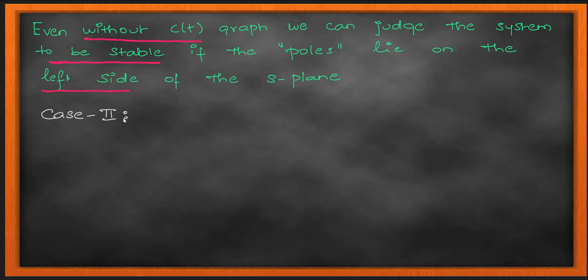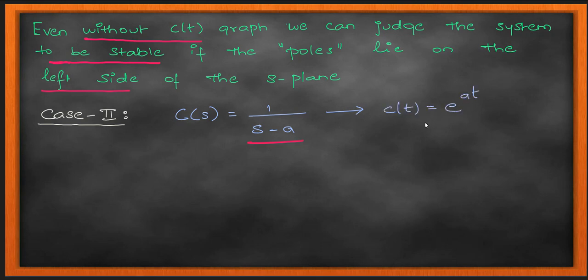What I'm trying to tell is that I don't need both, because if you give me a system, I can easily tell the pole, whereas finding the inverse is a bit more difficult. So I can easily tell the pole, and if the pole is on the left side, I'm telling you that my system is stable. So let's see whether it's true or not.